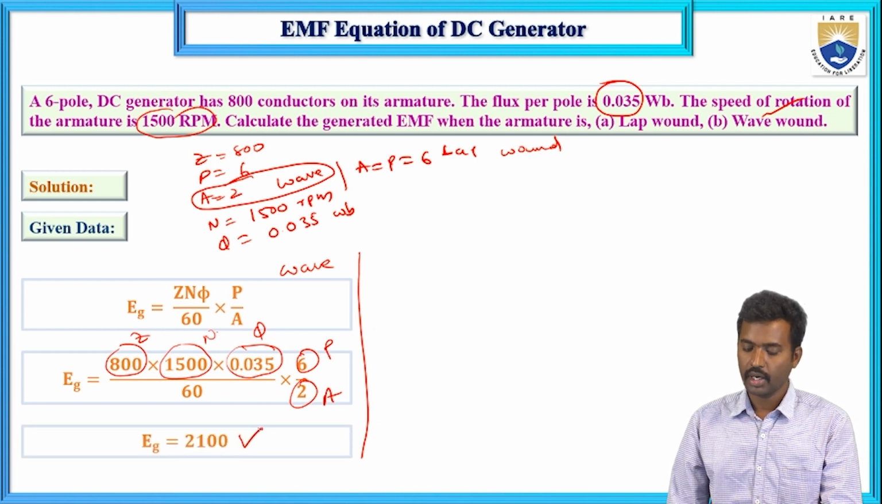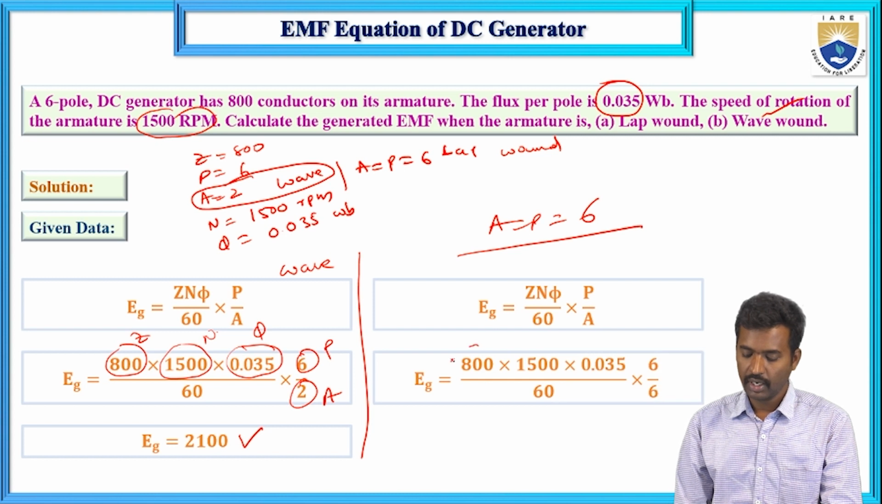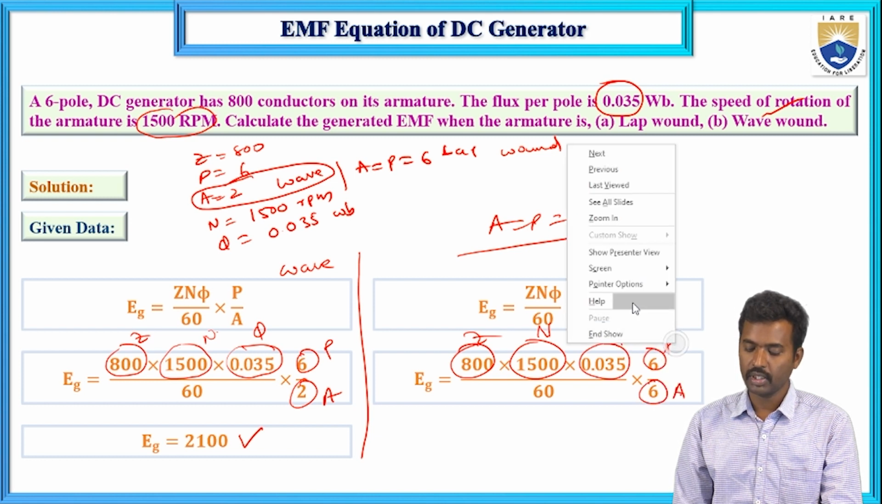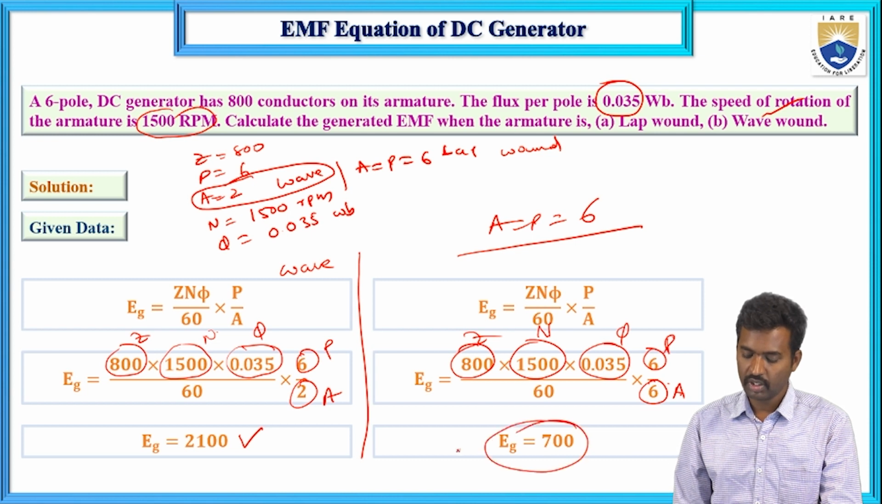2100 volts. And next, for lap wound, A equals to P equals to 6. In this case, same thing, 800 Z and 1500 RPM, N, and this is phi, and this is the P, and this is the A. A equals to P, that equals to 6, and the induced EMF equals to 700 volts. If it is lap wound, depending on the number of parallel paths, the induced EMF changes.